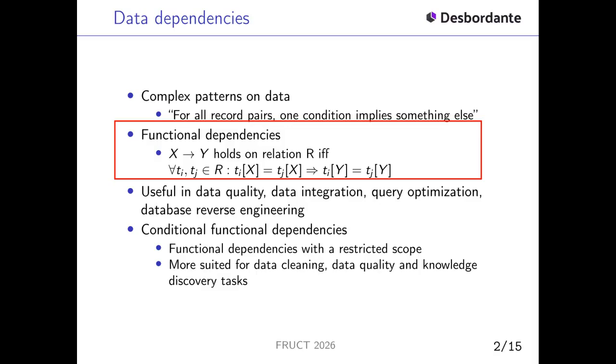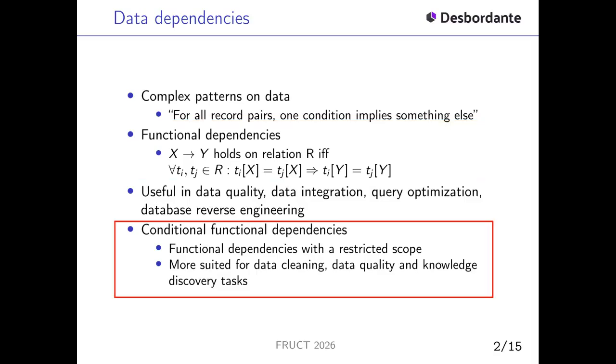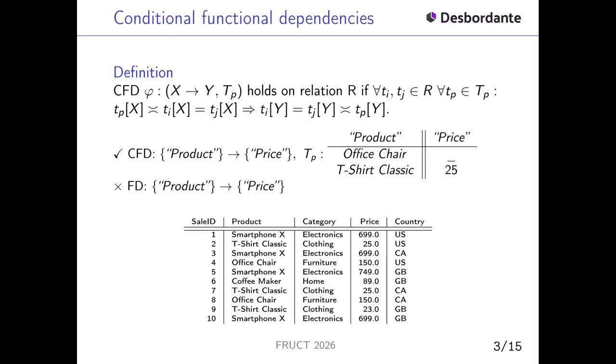In our work, we focus on conditional functional dependencies, which I will call CFDs. Informally, this is an FD with a restricted scope. CFDs are particularly effective for data cleaning, data quality enhancement, and knowledge discovery from data. There are several ways to define a CFD. We will use the following definition.